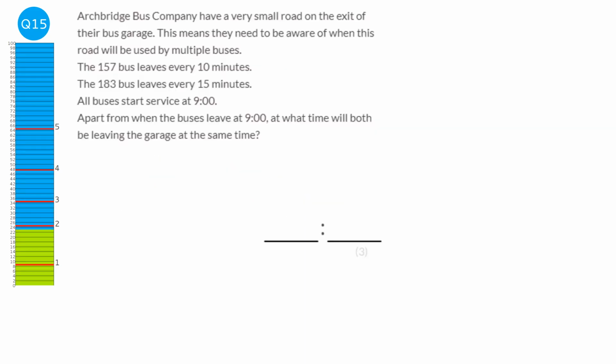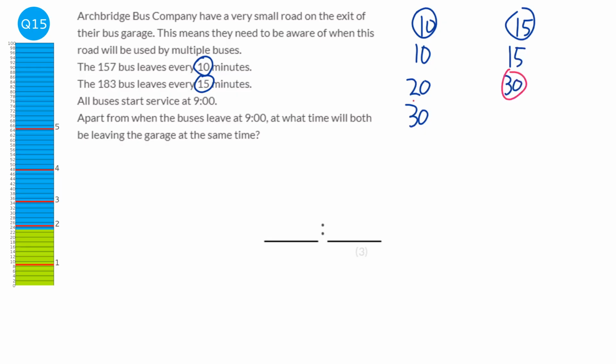To answer this question, we basically need to find the lowest common multiple of the 10 minutes here and the 15 minutes here. So we're going to start off just by doing the 10 and 15 times table. So it'd be 10, 20, 30, and 15 times table with 15 and 30. So the lowest common multiple is 30. So after half an hour, these buses will sync up. They'll both leave at the same time.